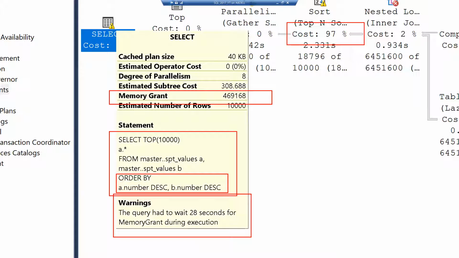So investigation of why the query is running slow based on wait types and wait statistics is very, very critical as the first step to get a hint or to get an indication as to what could be the root cause of a performance issue.